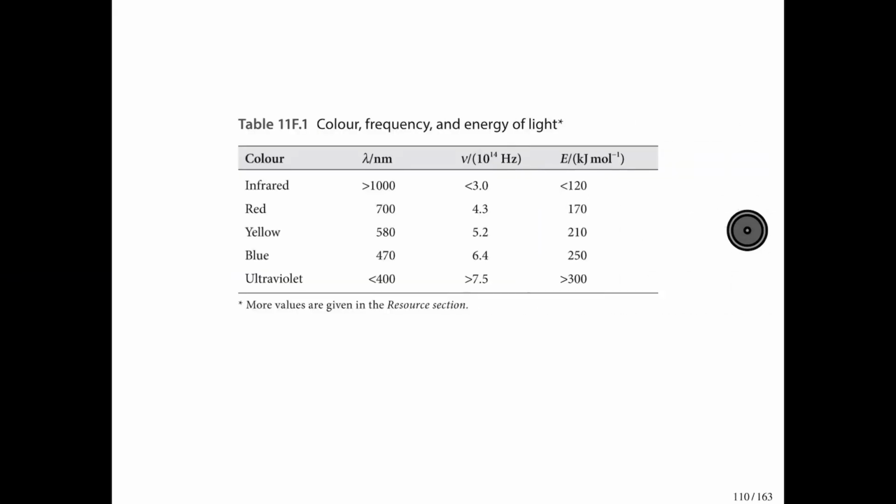This is a helpful table, I think. It shows different wavelengths of light and their colors. It tells you what their wavelengths are, what their frequencies are, what the energy is, and this is just a handy thing to refer to. And you might even want to go look in the resources section to see what other values are listed in this table.